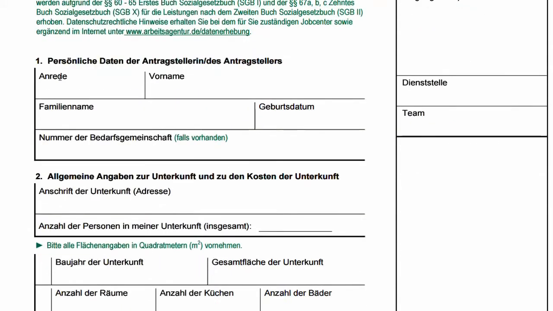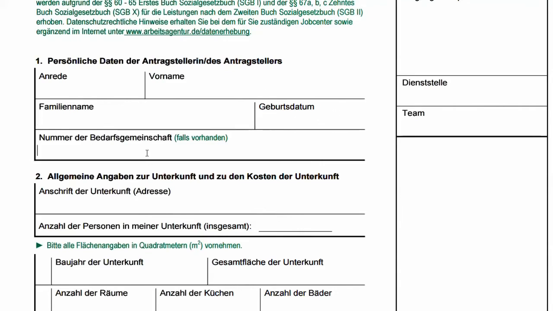Here you write your title. If you're a man, you write Herr. If you're a woman, you write Frau. Here you write your first name. Here you write your last name. Here you write your date of birth.